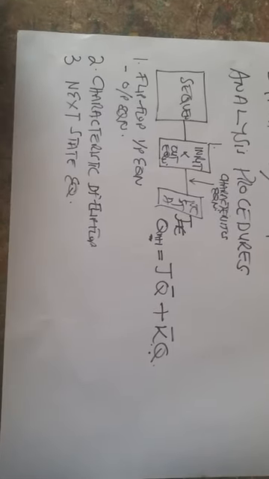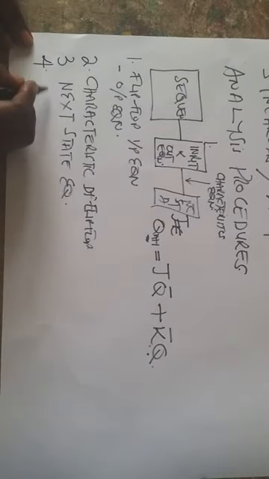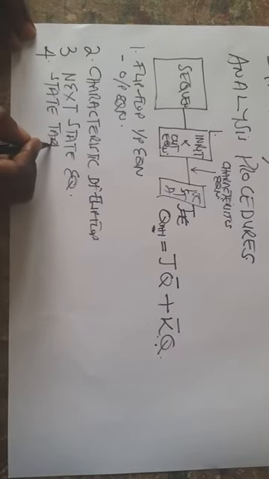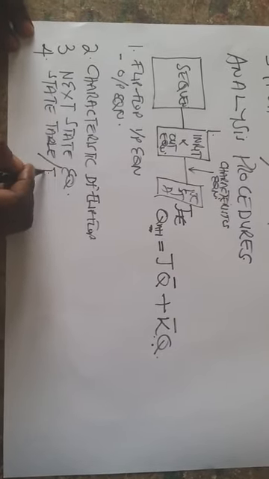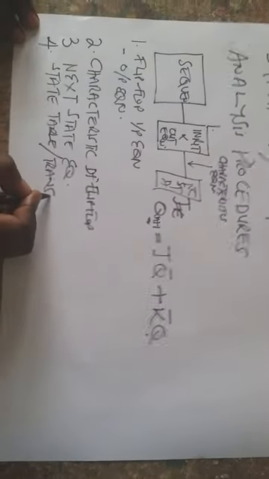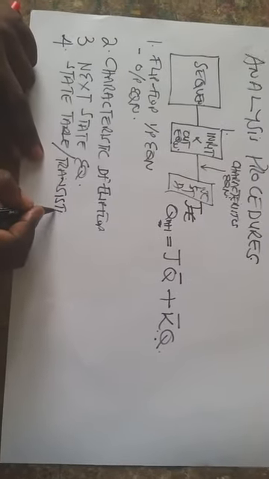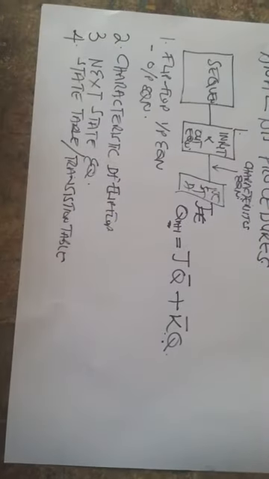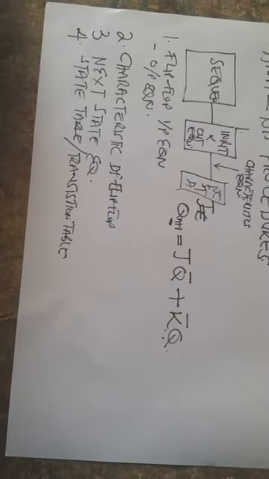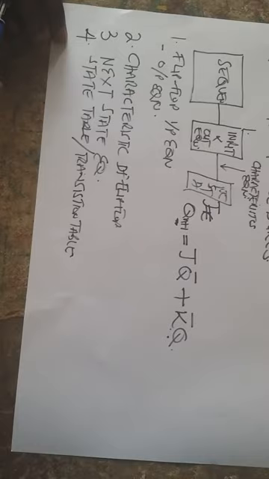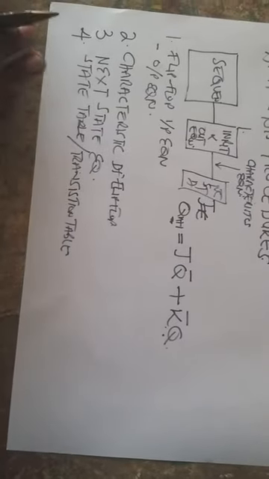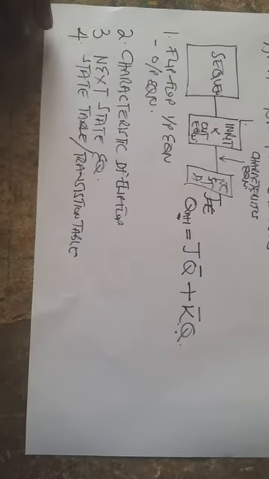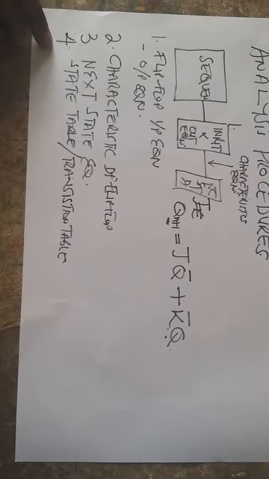Now having gotten the next state equation, the next point we do is to derive the state table or what we call the transition table. Now this state table or transition table is a representation of the sequential circuit, and it consists of 3 columns.